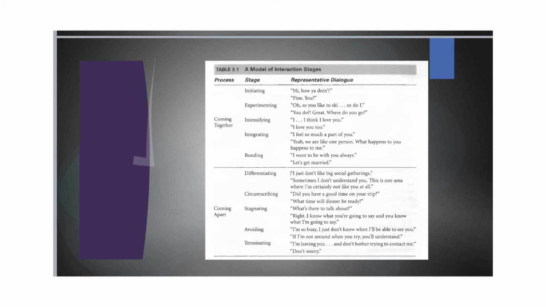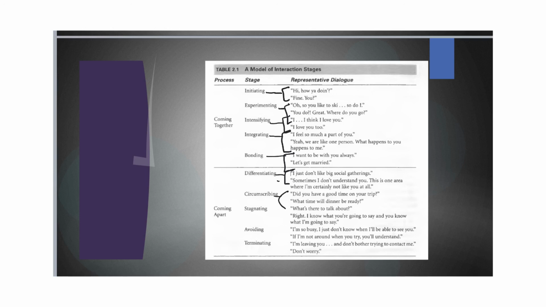And then what you can see here are examples of what talk looks like in each stage. So initiating, it's the hi, how are you? Good. Experimenting, oh, so you like to ski, so do I. Intensifying. Okay, so you're finding topics and you're starting to express feelings. Integrating, you're starting to express more feelings and being one together. Bonding, declaring your relationship essentially. Then differentiating, I don't like big social gatherings, circumscribing, and so forth.